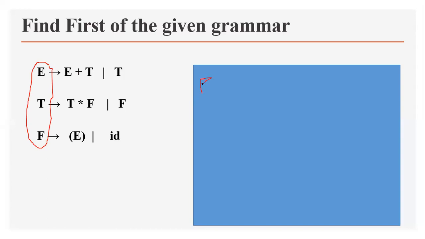First, just also try. First of E, you have to find out. Is it not? You have to find out first of E. So what is first of E? First of E is equal to first of E plus T, like that. Then it will be easy, so that each intermediate step you can clearly write and understand.